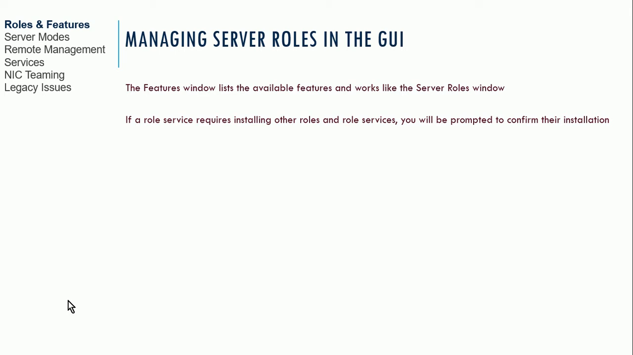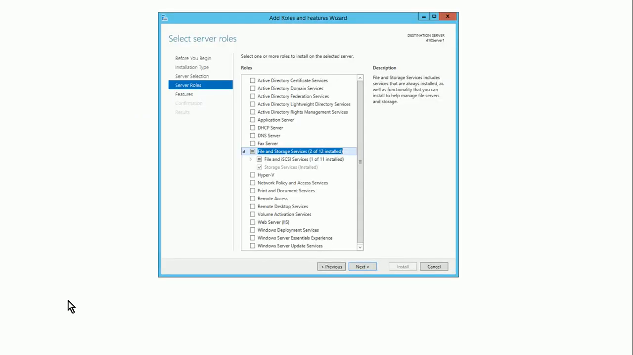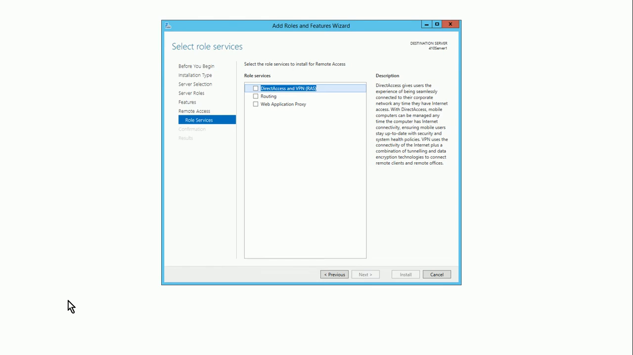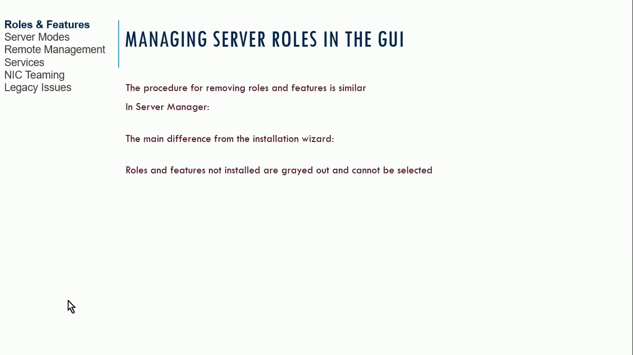So the features window lists the available features and works just like the server roles window. I'll go back here. So in this window, we're looking at server roles. Features would be the next option. So once a server role with multiple associated role services is selected, the next step is selecting which of the role services are needed. So we go through and select the role services. So the procedure in the server manager, you click manage, remove roles and features from the menu if you want to remove roles.